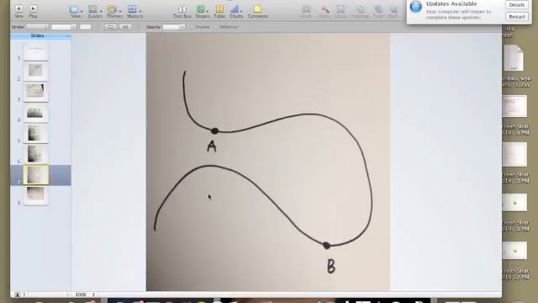And for the second part of the problem, what we had to do is label the force acting on each particle, A and B, with direction and somewhat magnitude.